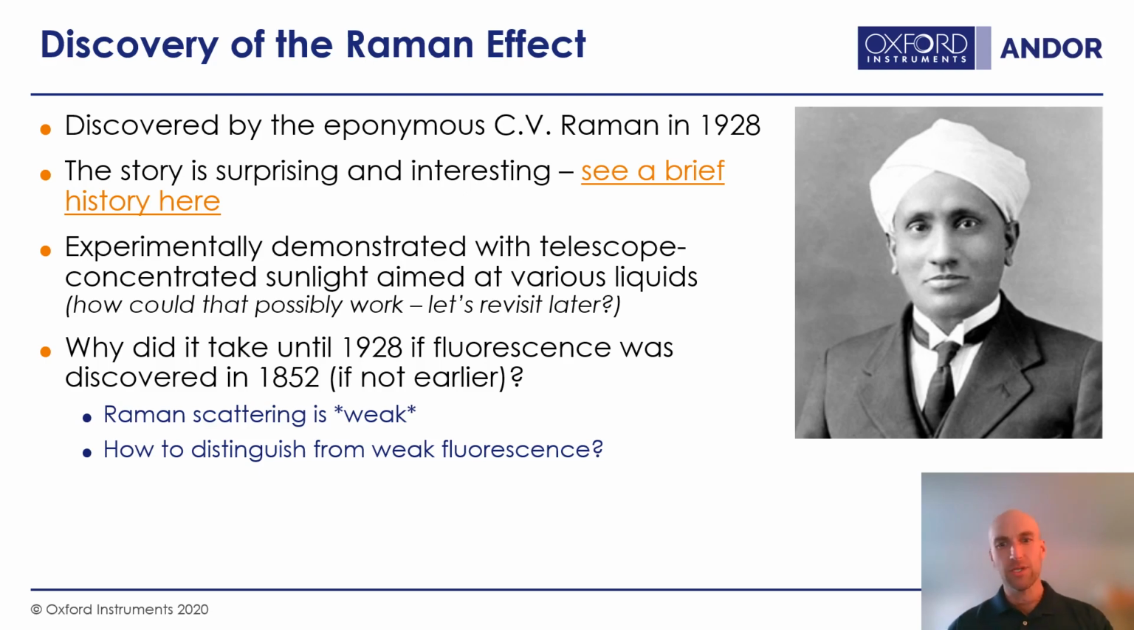Now the question is also, why did it take until 1928 if fluorescence was discovered in 1852, if not far earlier? I need possibly a cite for that far earlier comment. But the reason, or one of the reasons, is that Raman scattering is weak. And how would you even distinguish Raman scattering from weak fluorescence, assuming you could get rid of the fluorescence? So we'll zoom back in on this, but I just wanted to give credit to the discoverer, or at least one of the discoverers, the eponymous discoverer of the effect.